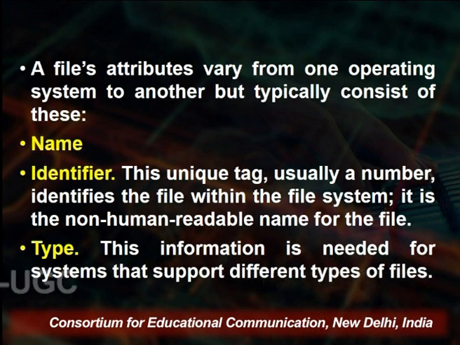Then we have the attribute of type. As I have told you, various types of files can be there. So information is needed for the system on what kind of file it is, so that relevant treatment can be given to the file. For example, if it is an executable file, it has to be run on the system, or if it is a normal text file, it is to be treated in a different manner. So type gives us the information on what kind of treatment this file should be given.